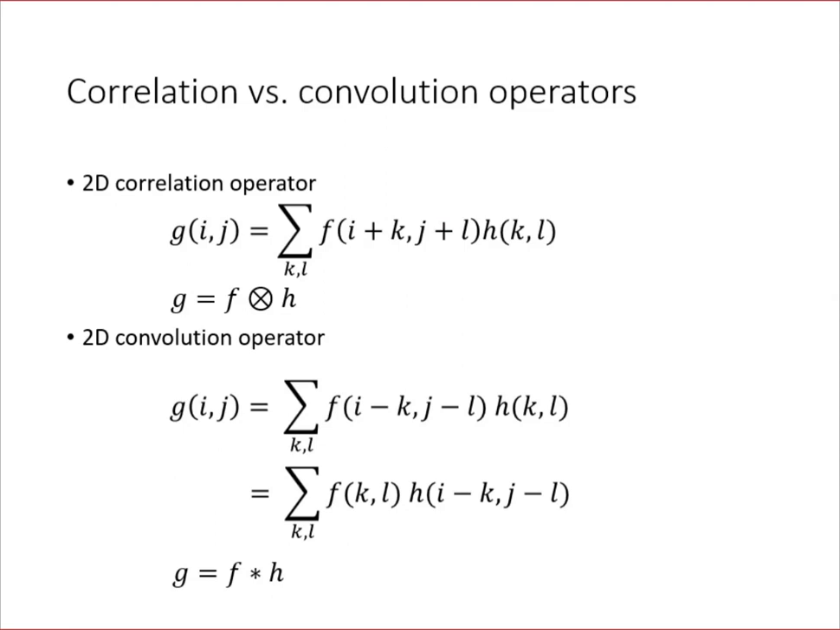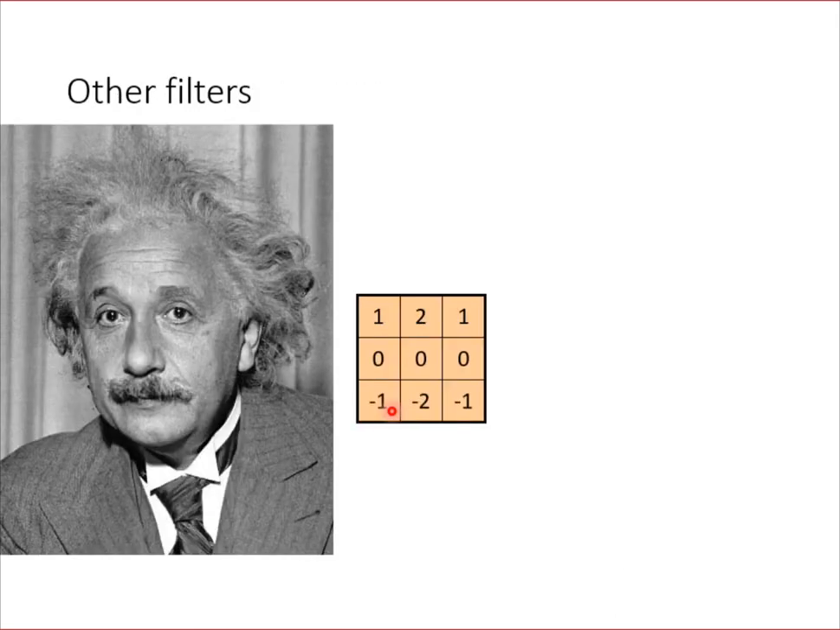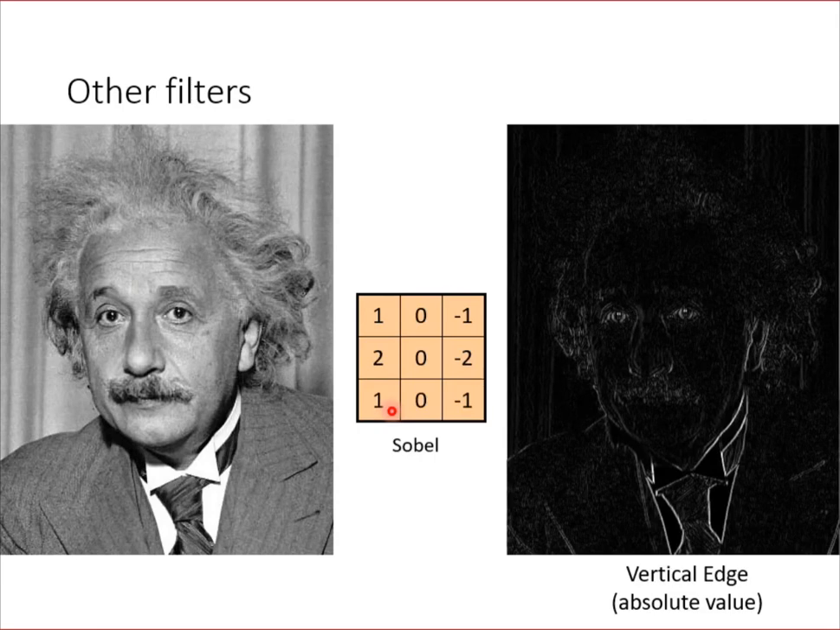So these are the definitions of the two operators, correlation and convolution. Do you feel they are very similar? Almost the same, except for the operator. For correlation, the operator here is plus, but for convolution, this is the minus. And let's go back to our filter. When you calculate the edge, do you use correlation or convolution?